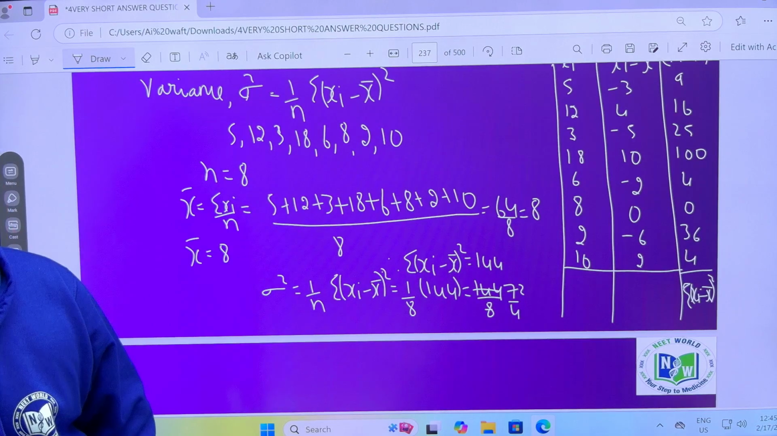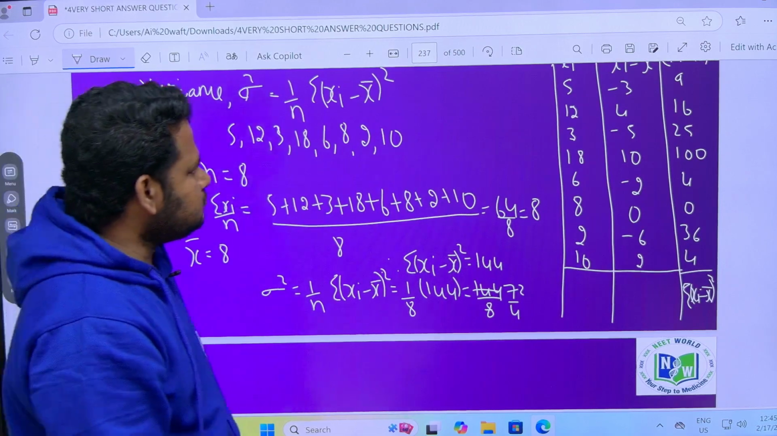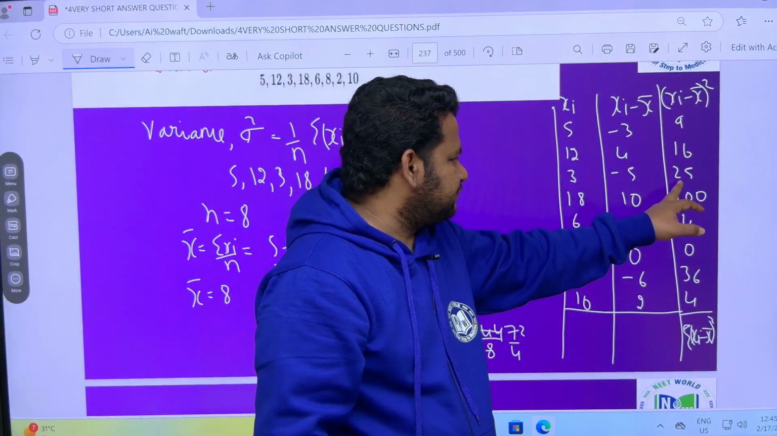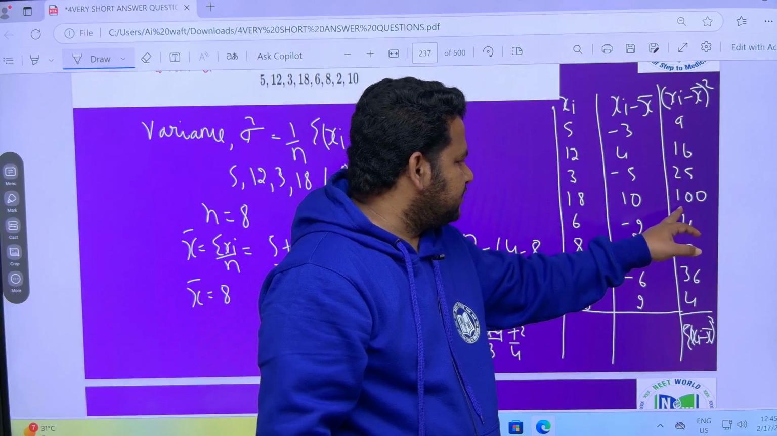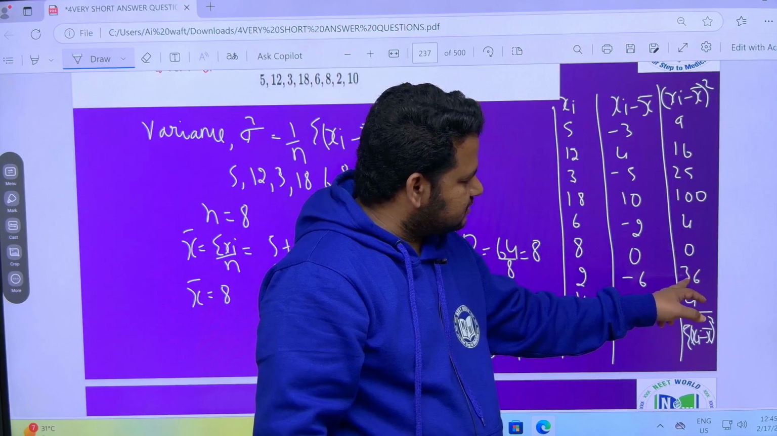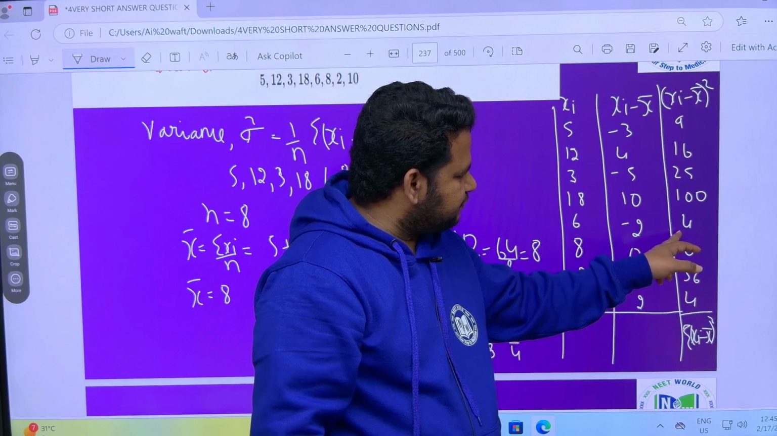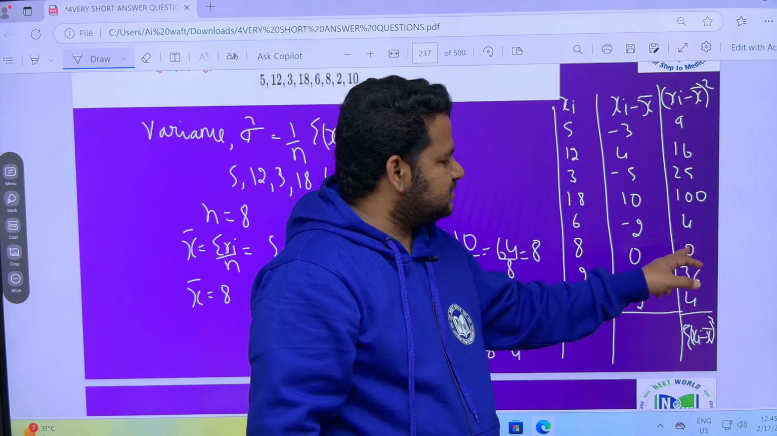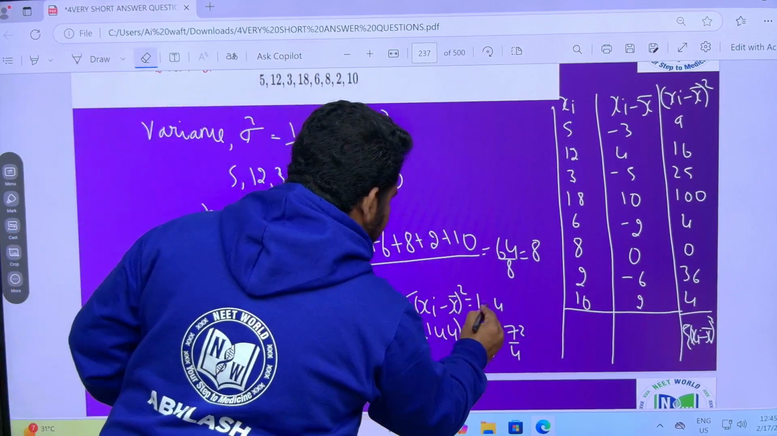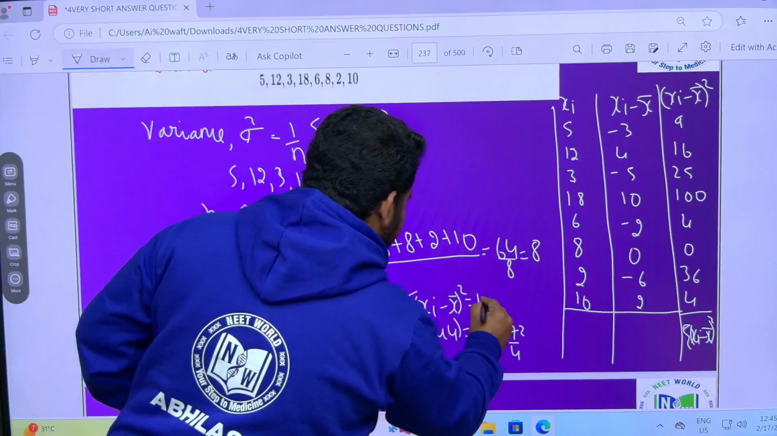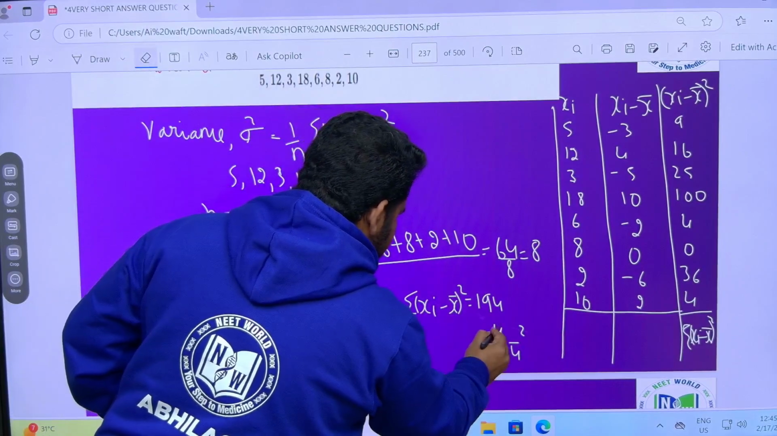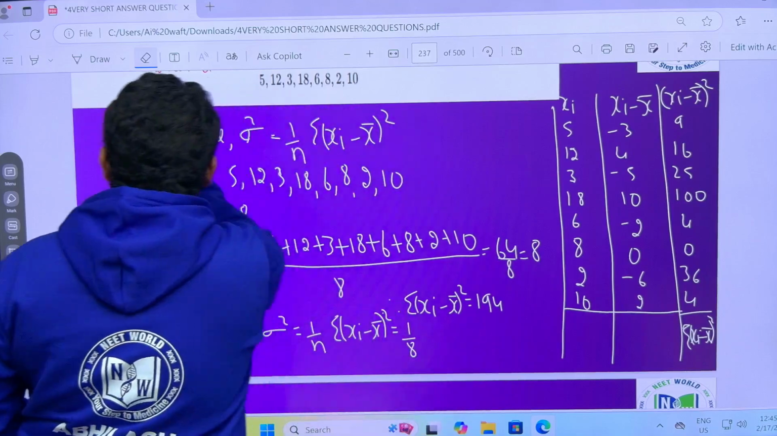9, 16, 25. 16 plus 9 is 25. 25 plus 25 is 50. 50 plus 100 is 150. 150 plus 4 is 154. 154 plus 36 is 190, and plus 4 is 194. This is not 144. This will be equal to 194. The given data is correct. This is equal to 194.